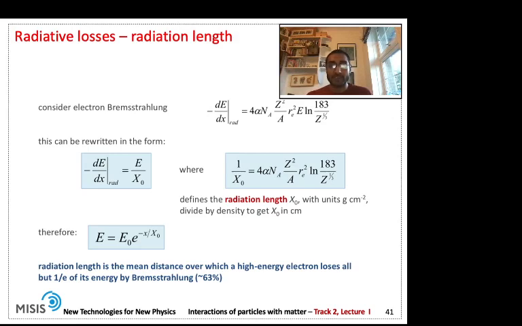So given we have this equation for dE by dx related to E and X0, one can see that the solution is that the energy is equal to some initial energy, and then there's an exponential fall off with the decay constant being X0. And from that one can understand that the radiation length is the mean distance over which a high energy electron loses all but 1 over e of its energy by Bremsstrahlung. And so all but about 63% of its energy.